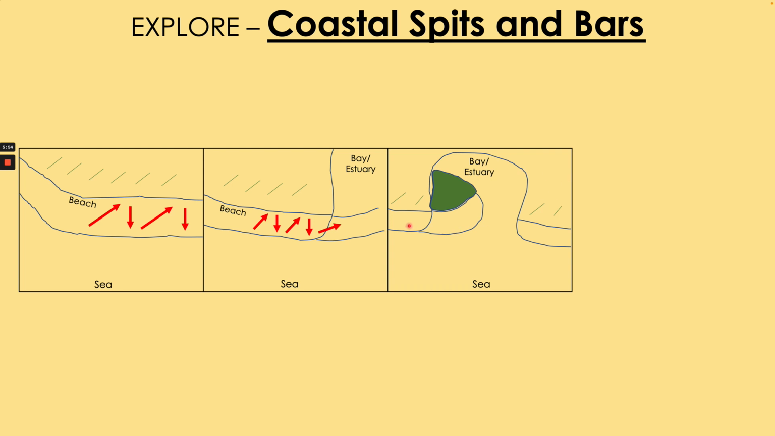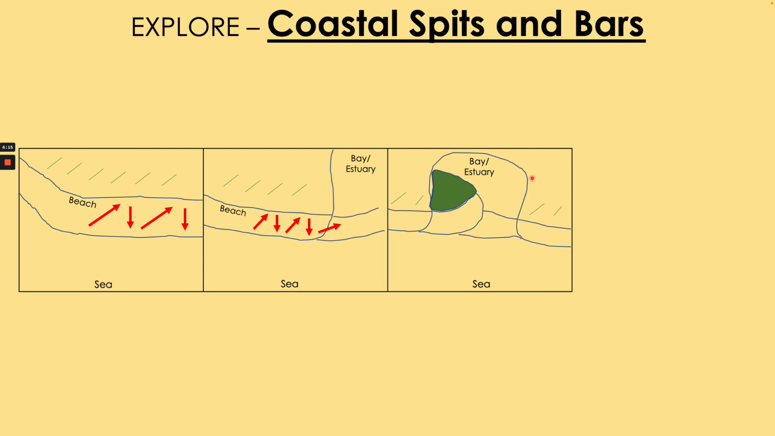If there is enough sediment being transported, and if the bay area here is calm enough and there's no river passing water through here, so it's not an estuary, you can have the sediment continue to be transported all the way to the other headland, like this. And when a spit connects two headlands like this, you end up with a bar.